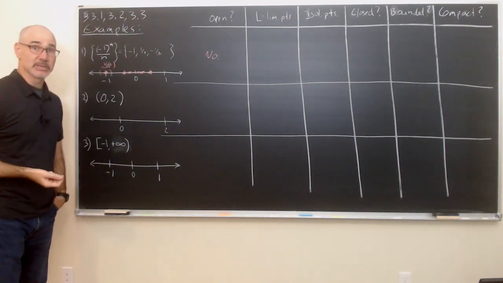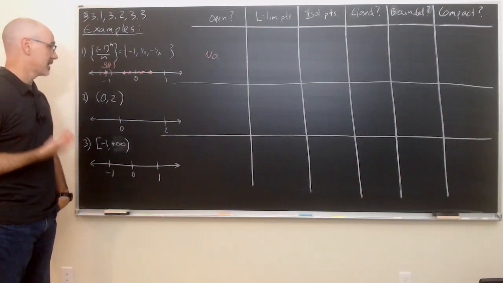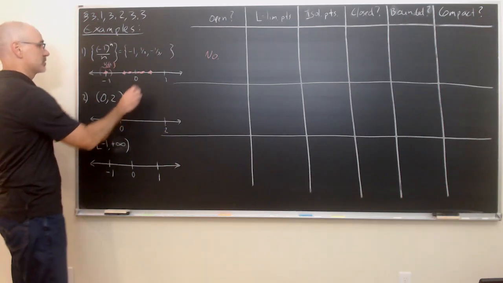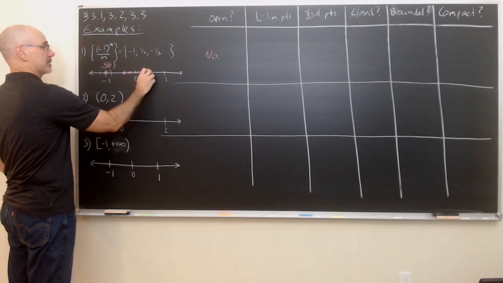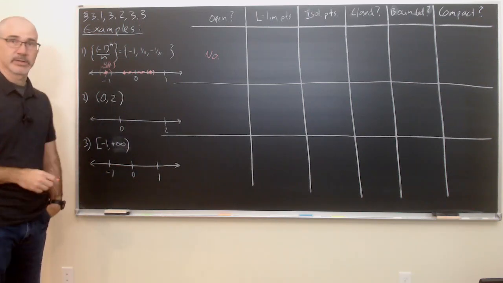Actually, we could have used any point, right? There are no points in the set that have epsilon neighborhoods that lie entirely inside the set. If I took a half and tried to put an epsilon neighborhood around it that stayed in the set, well, I've drawn one there that fails.